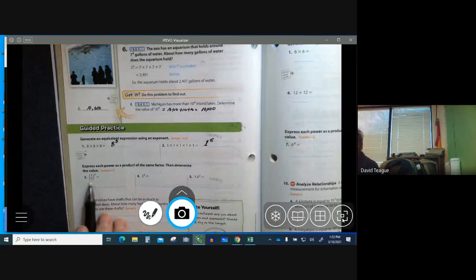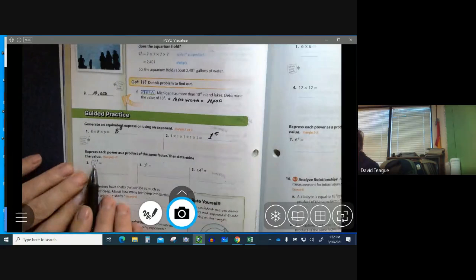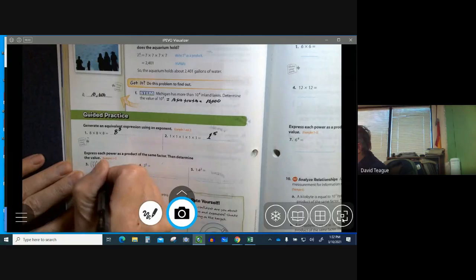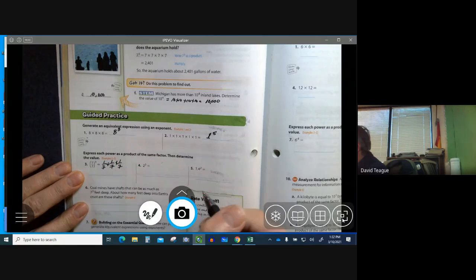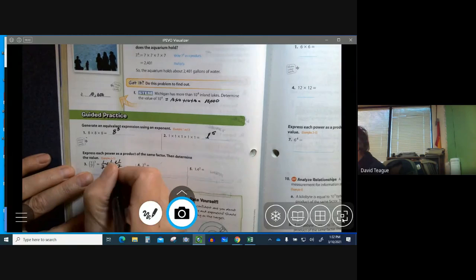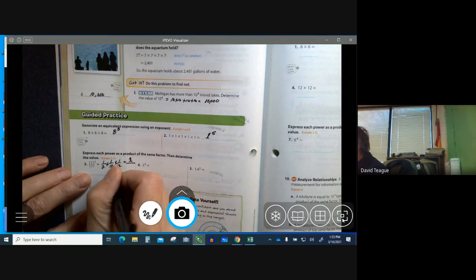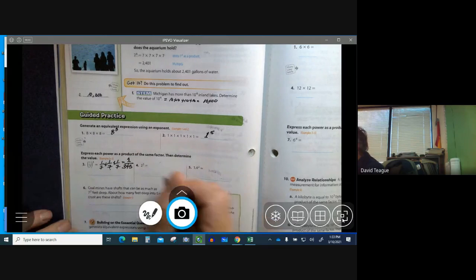And then you can also use fractions and decimals. So if we go here, this is 1/7 cubed, which is the same thing as 1/7 times 1/7 times 1/7. When you're multiplying fractions, you multiply the numerators, then the denominators. So 1 times 1 times 1, which is 1. 7 times 7 is 49. 49 times 7 is 343. I just happen to know that number.